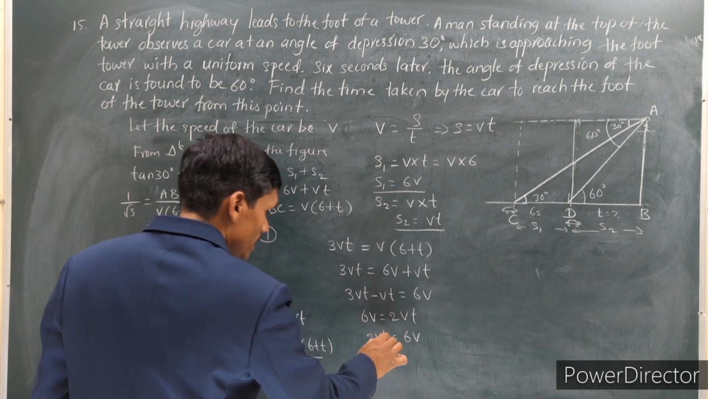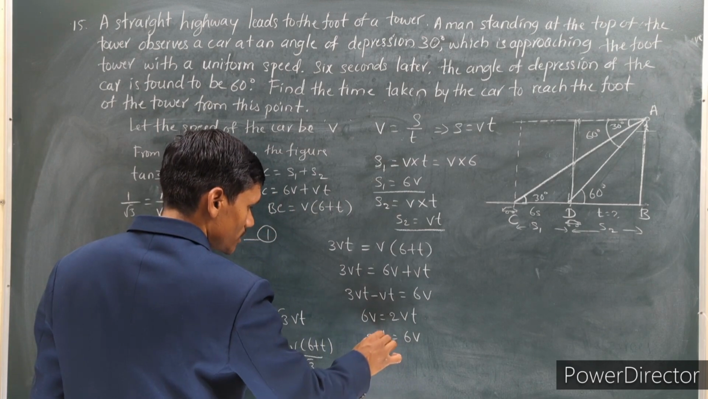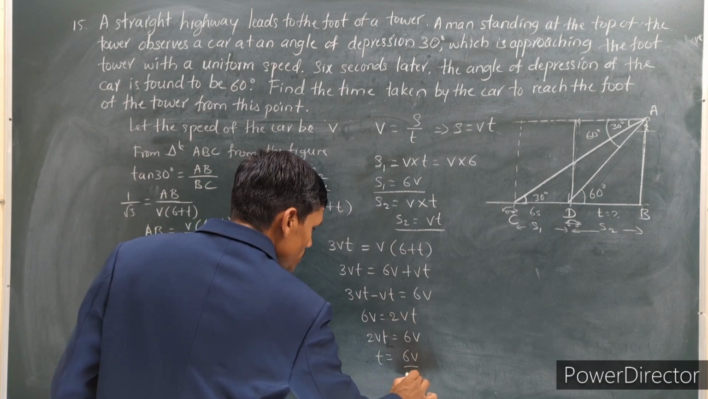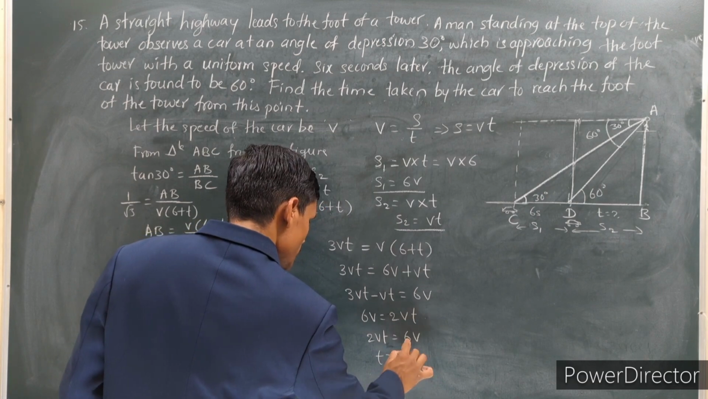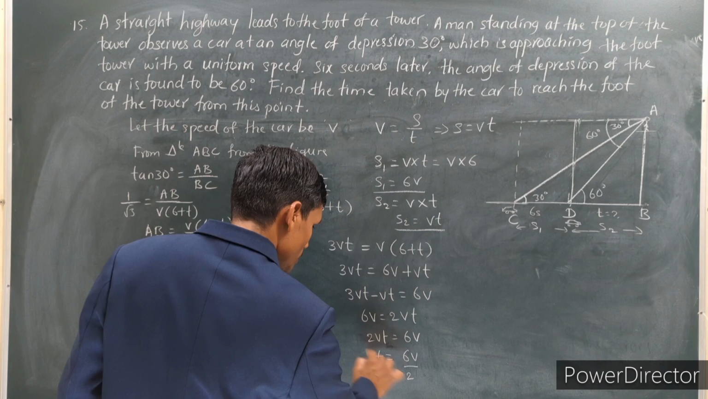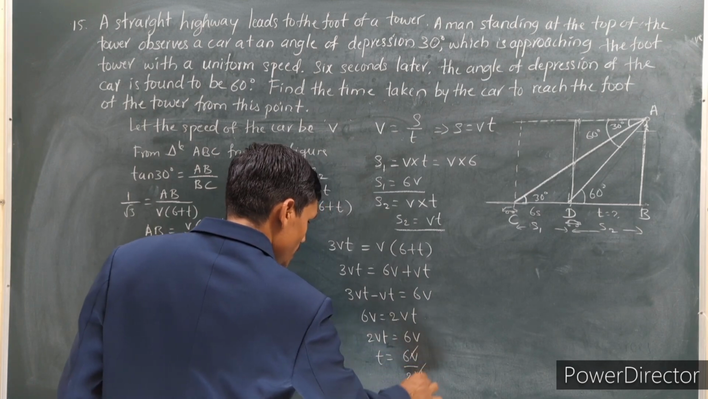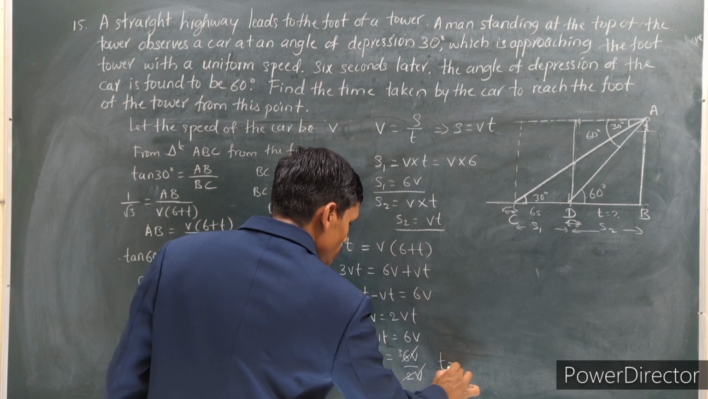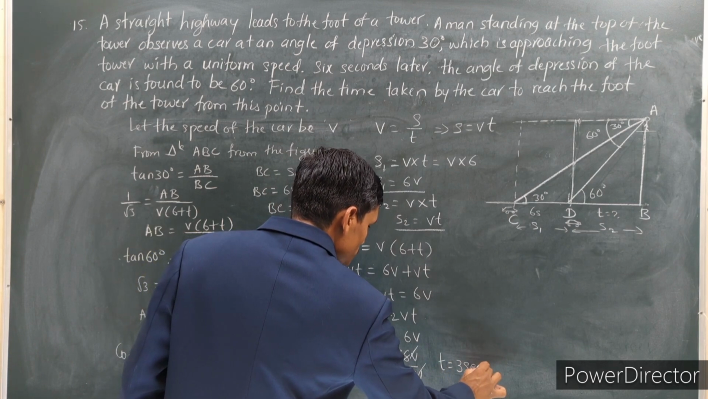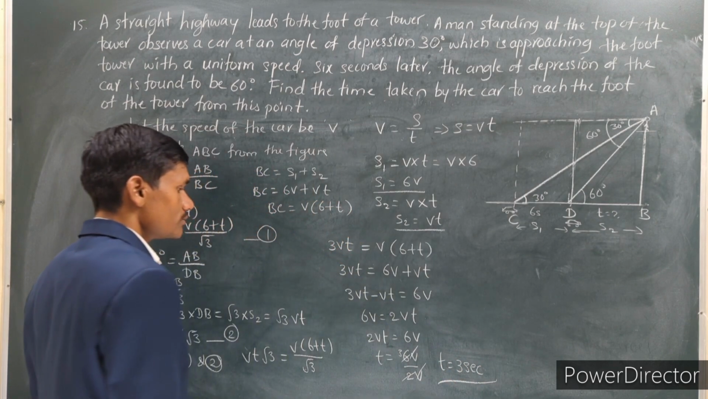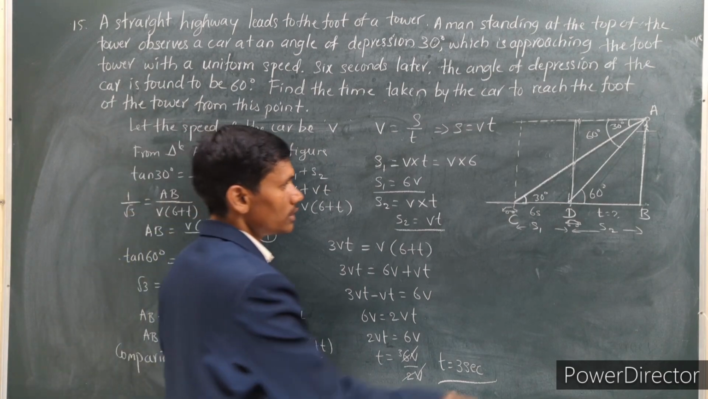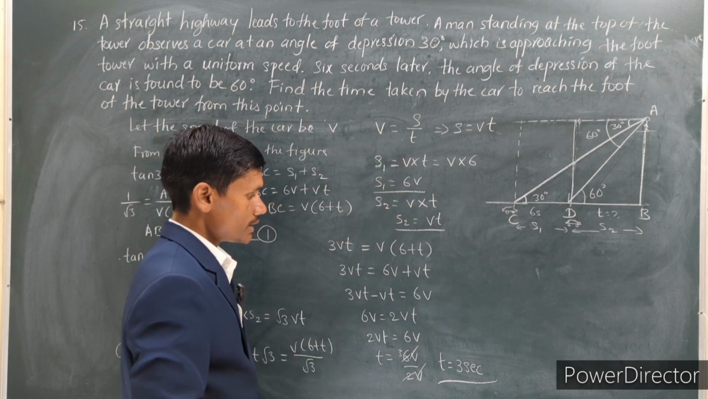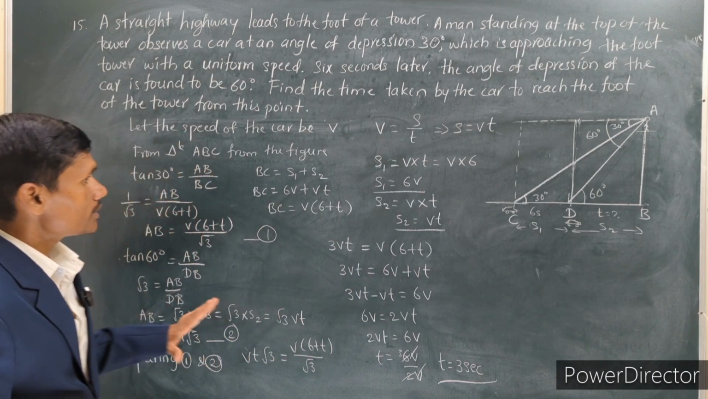Now what you have to do: pi and pi get cancelled, you see. How? t is equal to 6 pi upon 2 pi, you bring 2 pi to this side. Pi gets cancelled. 2 ones are 2, 2 threes are 6. So t is equal to 3 seconds you are getting. It means the time taken is 3 seconds. Just like this we can get it, you see. How simple it is.